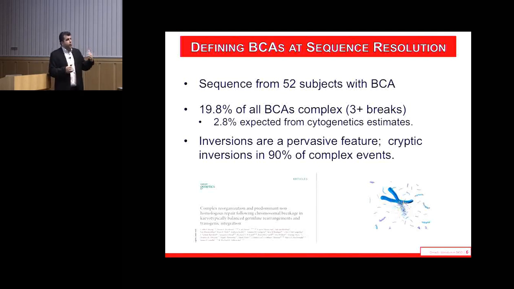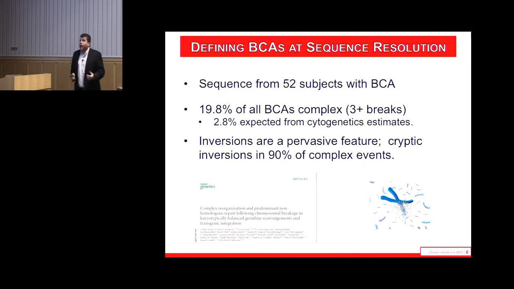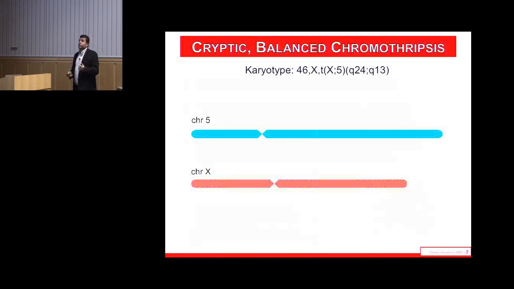So it turns out that what we once thought were quite simple exchanges between the chromosomes are quite complex. In fact, inversions are a pervasive feature of these. We found cryptic inversions in 90% of the complex events that we detected. So it led to the hypothesis that inversions are mediating more complex rearrangements between the chromosomes.